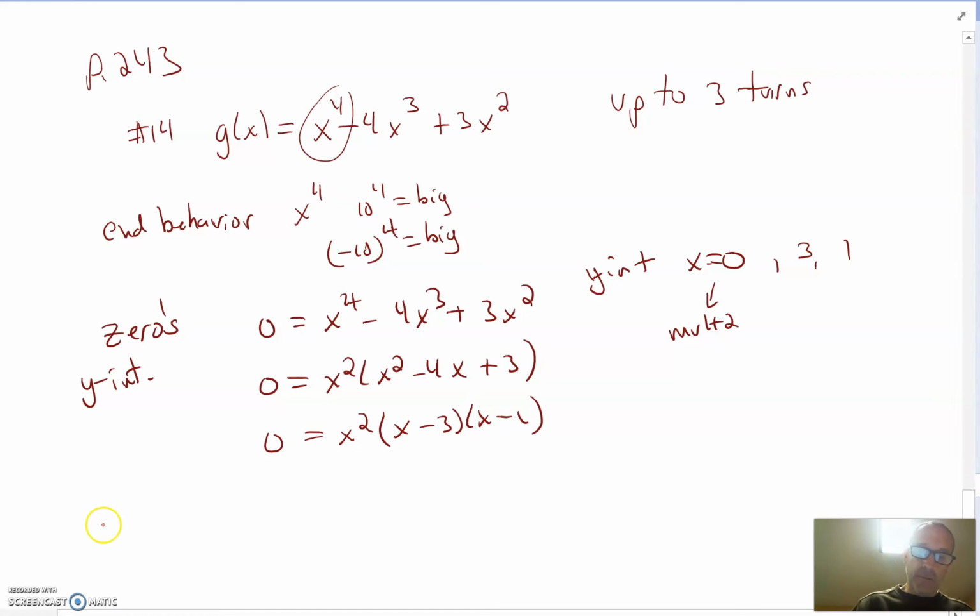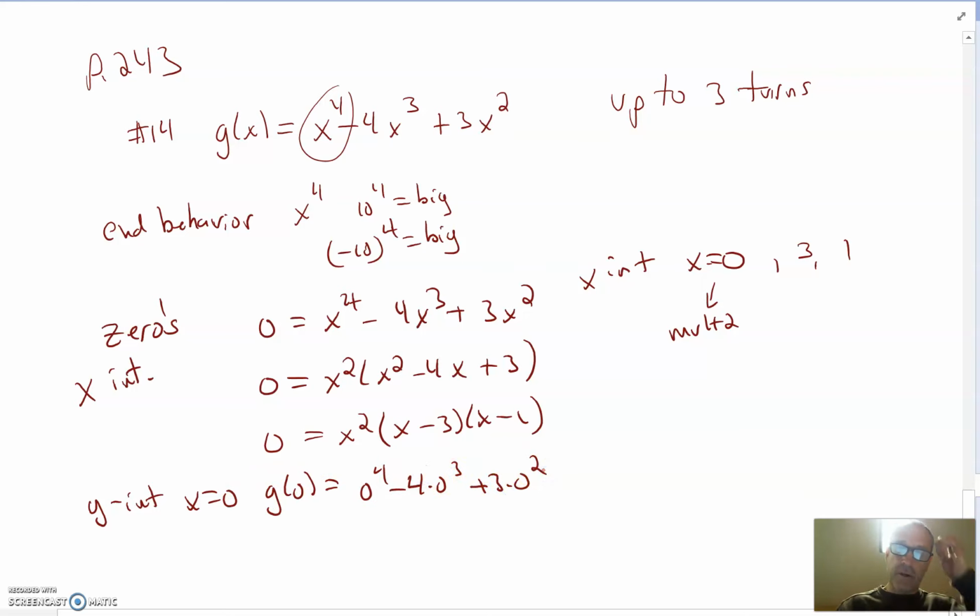Okay, how about the y-intercept? Oh, I'm sorry, my bad. This was the x-intercept, where it's crossing the x-axis. Set y to 0, right? The y-intercept, you set x to 0. This is the easy one. So this is just g of 0. It's 0 to the fourth minus 4 times 0 cubed plus 3 times 0 squared. So I plug 0 in, and you get 0.